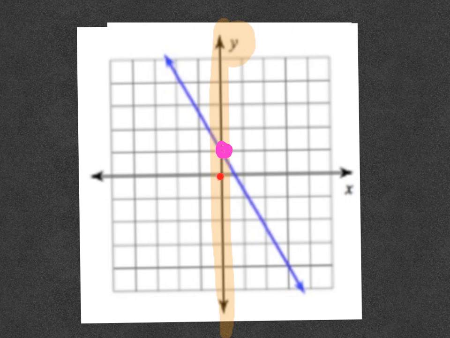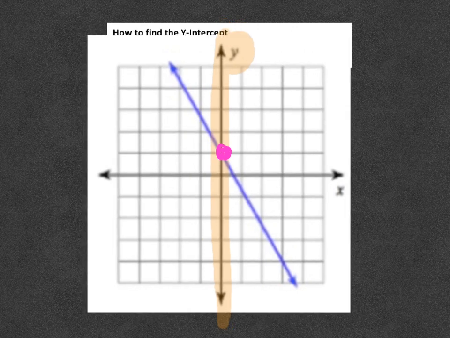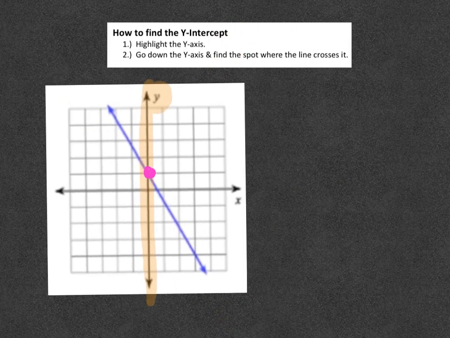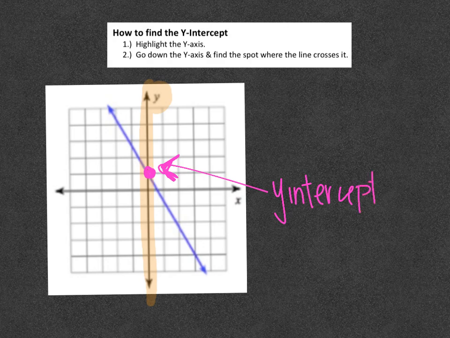Again, the origin is where you start with if your graph is not labeled. I only needed to go up 1 box till I get to this point that I've found. So that means the y-intercept is +1. Scoot this back out. Get my pen. Okay, labeling this. The y-intercept is +1.